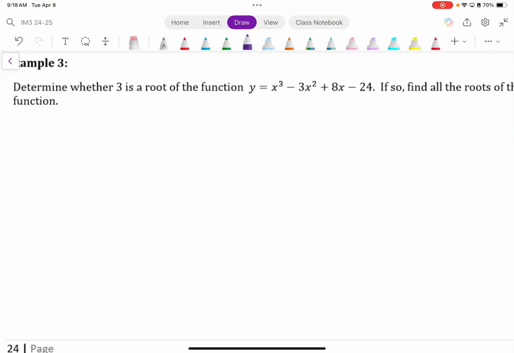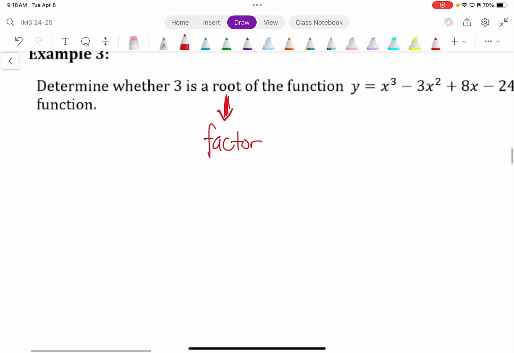Determine whether 3 is a root of the function y equals so and so. Well, 3 is in root form. I want it in factor form. So what is 3 in factor form? Is it x plus 3? It's minus 3, right? x minus 3.